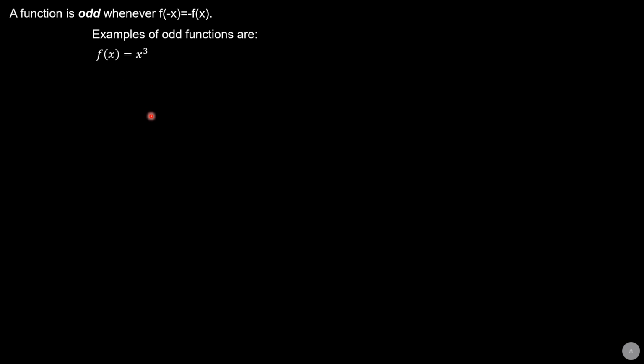f of x equals x times the square root of quantity x squared plus 2. Inside, if you replace x by negative x, the terms inside will remain the same. But the leading x, when replaced by negative x, becomes negative x. So that's why f of negative x is equal to the negative of f of x for this case. So this is an odd function.